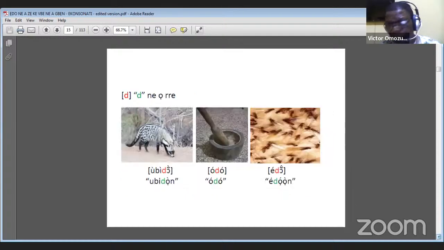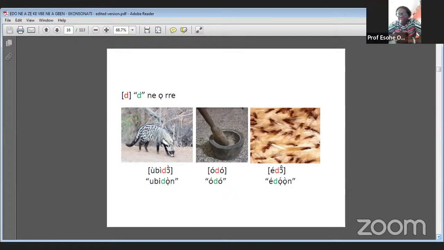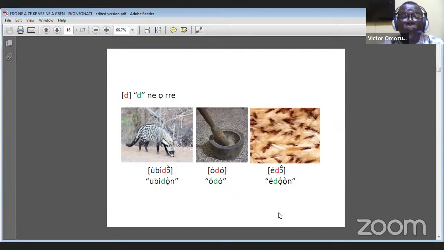We'll continue. And then the next consonant there in alphabetical order is D. Dini amiere ubidon. Ubidon. That is another wild cat, bigger than the previous one we saw. It's bigger than Abo.